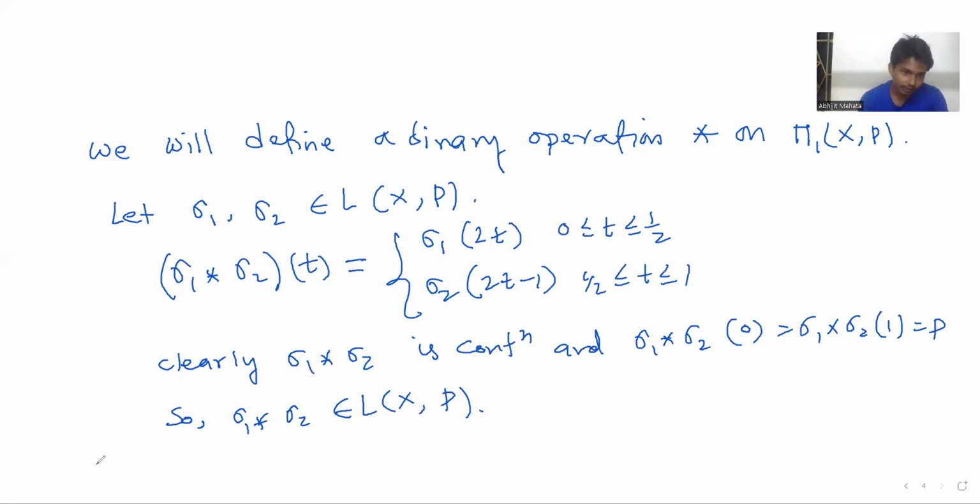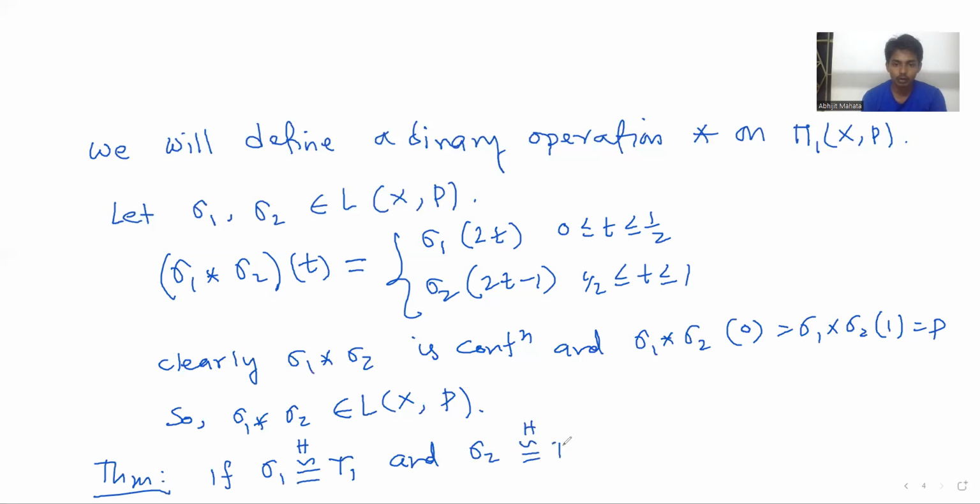Now it is a theorem, you can check that if sigma 1 is homotopic to tau 1, all are loops in x at p, and sigma 2 is homotopic to tau 2, then sigma 1 star sigma 2 will be homotopic to tau 1 star tau 2. So I leave it as an exercise. Very important. Why? Because later you will understand. Next page. So you understand the whole importance of this theorem. So I call this a theorem.